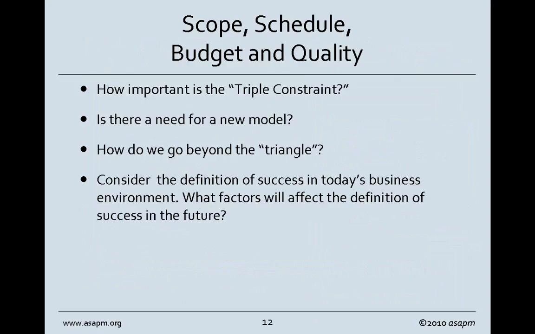So it's at this particular point that we're kind of interested in getting a few comments on the views of success. And where do we go now? I mean, what's beyond the triple constraint, beyond the triangle? What is the next step?